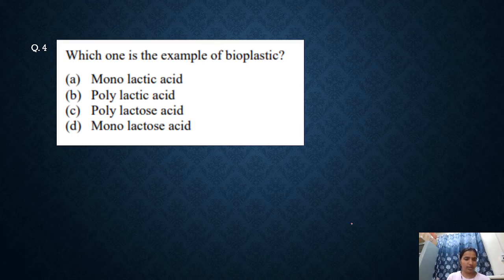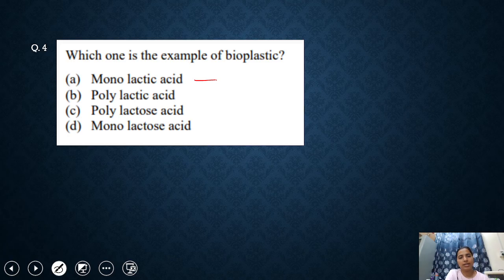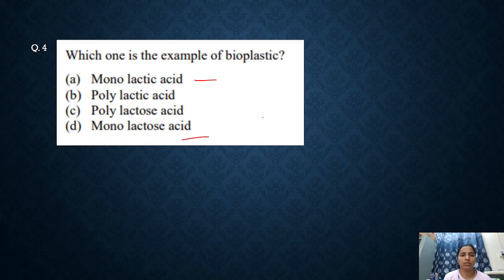Now this is a really very simple question. They are asking which one is an example of bioplastic, and what are the options? First one is monolactic acid, second is polylactic acid, third one is polylactose acid, and fourth one is monolactose acid. So can anyone answer this? Polylactic acid. Yeah, polylactic acid, that is correct.